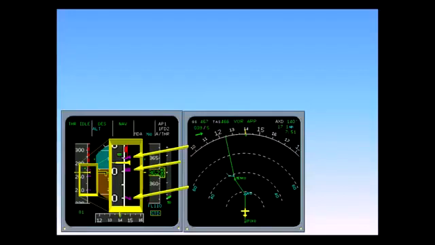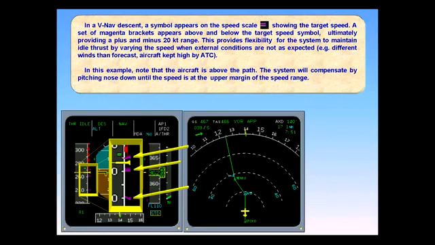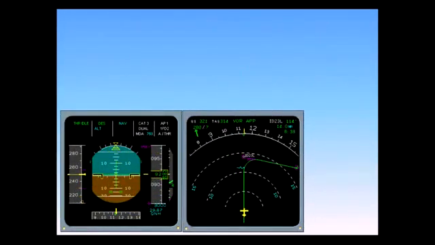In this example, note that the aircraft is above the path. The system will compensate by pitching nose down until the speed is at the upper margin of the speed range. If the aircraft is really high above the descent path, even the increased speed may not be enough to compensate, especially if there is an altitude constraint ahead. In this case, the ND intercept symbol is too close to the constraint waypoint.